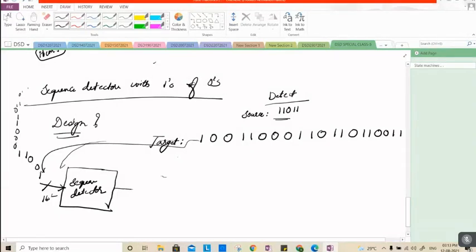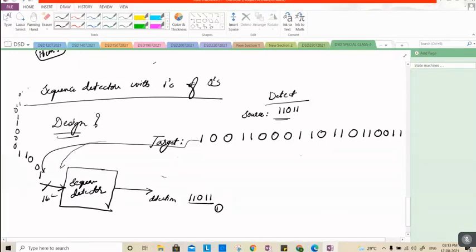And the output of this must be the detection output. Whenever there is a presence of 1 1 0 1 1, the output must be 1. In all remaining cases it should be a 0.